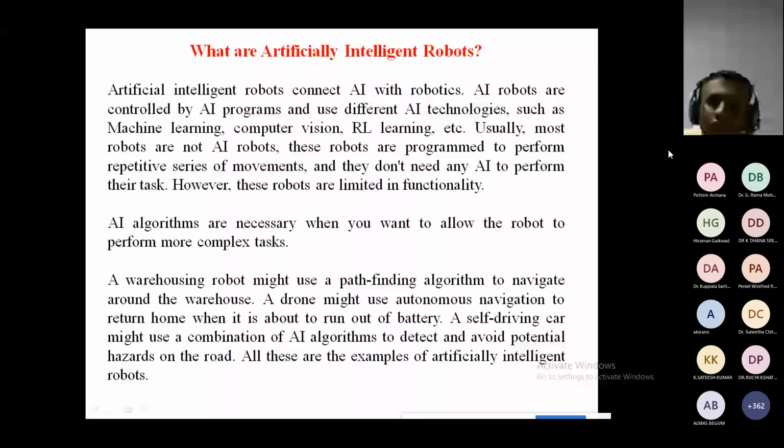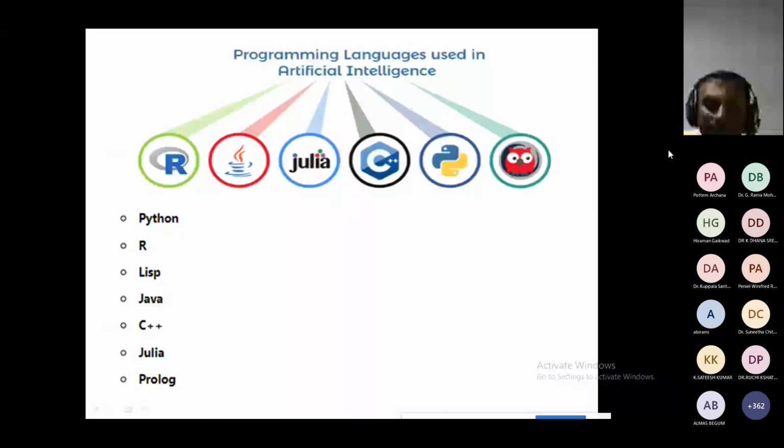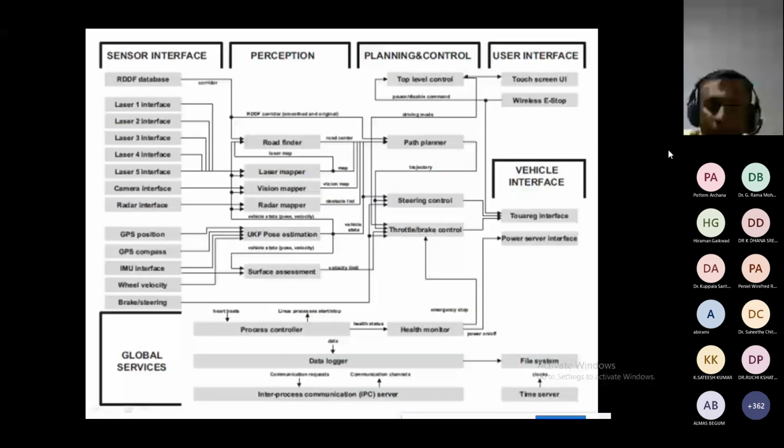The programming language essentials are Python, R, Lisp, Java, C++, Julia, and Prolog, but generally we are familiar with Python and R. This is the total scenario, the structure: a sensor interfaces with perception, then planning and control, then the user interface. Then a global service can be provided through the robot system for a particular specified application in the industry as an RPA, robotic process automation system.